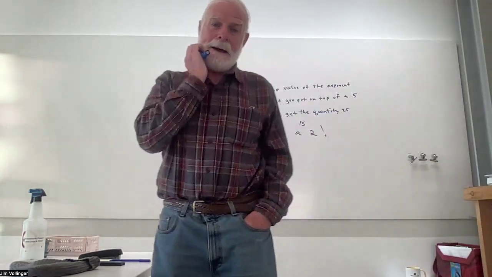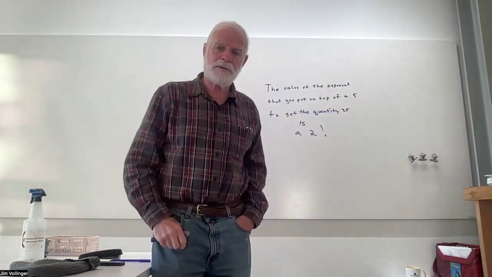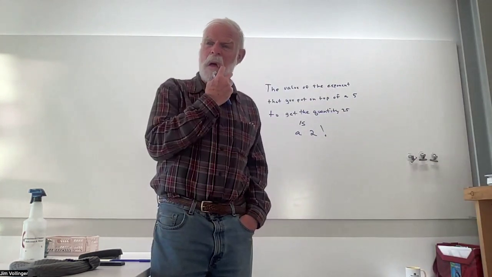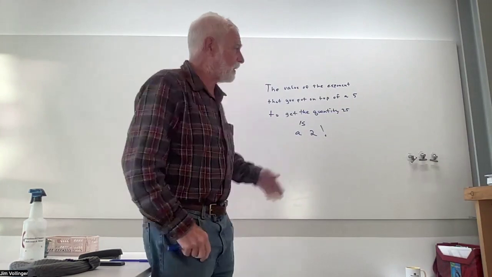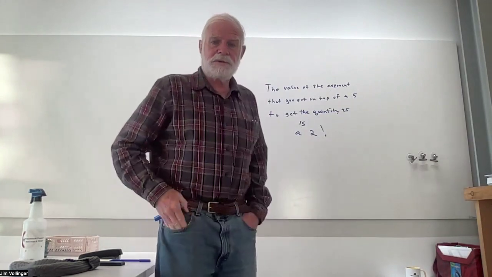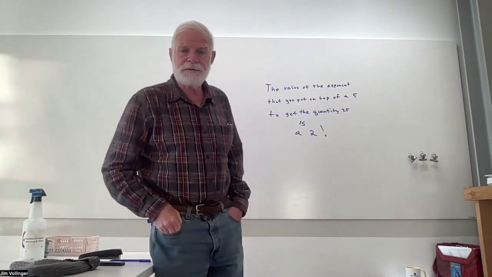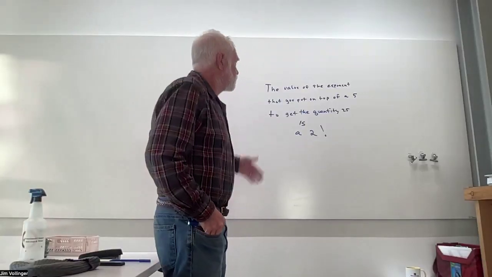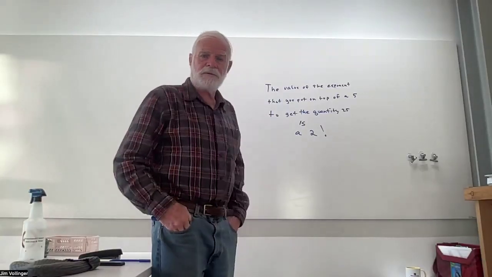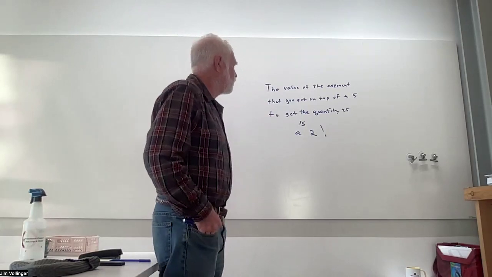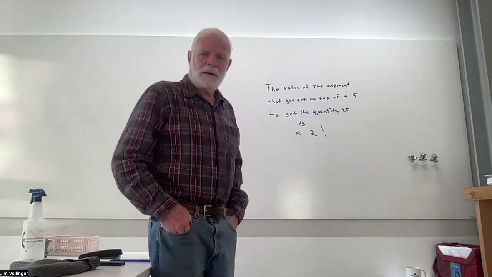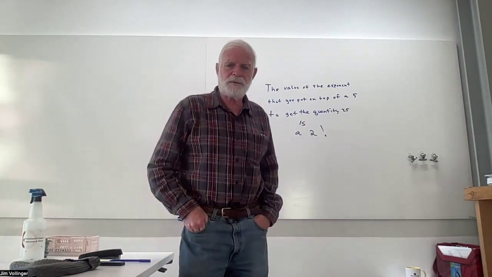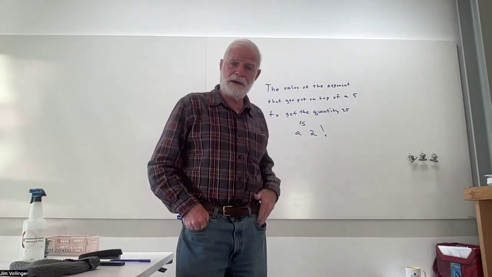All right. So I start my classes, whether it's Algebra 1, Pre-Cal, Algebra 2, even Calculus, often with the same thing on the board every single time. If you want to pause the video and answer this question: the value of the exponent that you put on top of a 5 to get the quantity 25 is a 2. If that's how we did mathematics, we wouldn't get too far. It took me a while to write that.